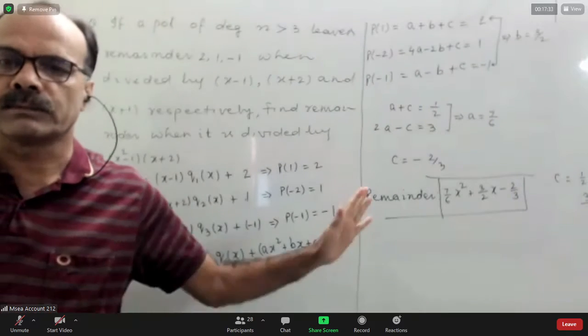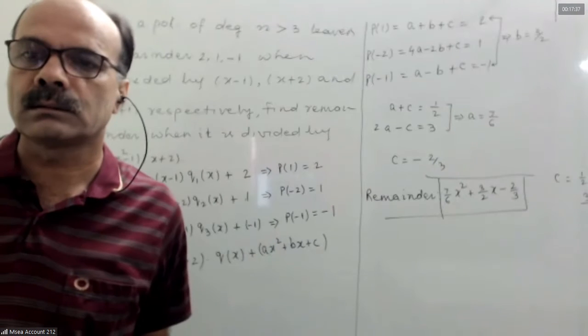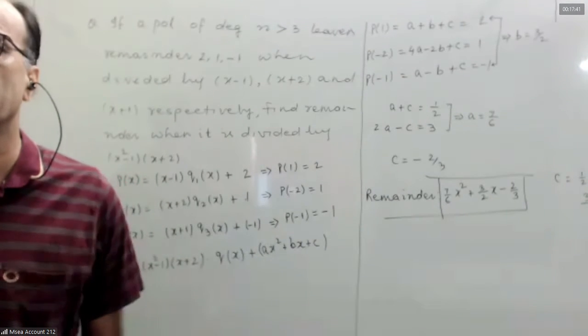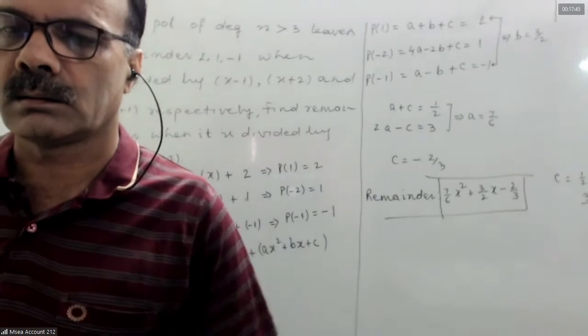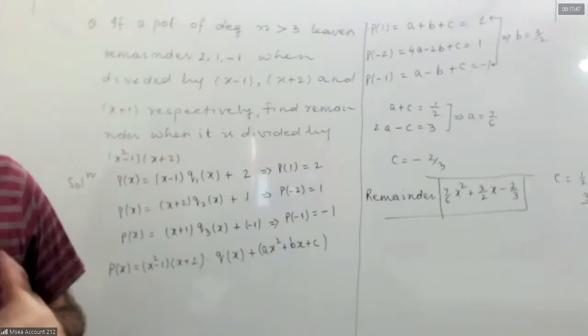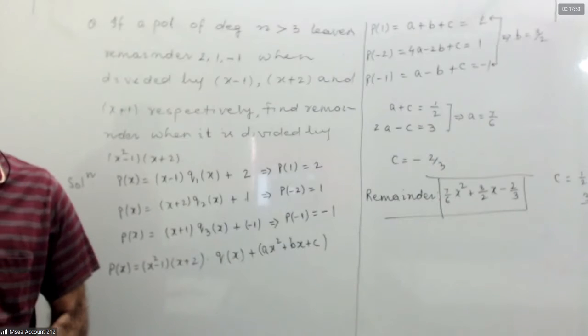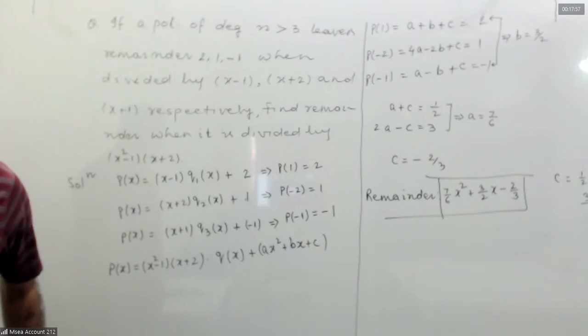Very simple, just a simple concept. Divisor into quotient plus remainder equals dividend. Yes, done.